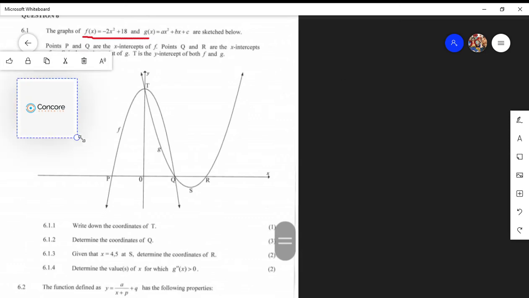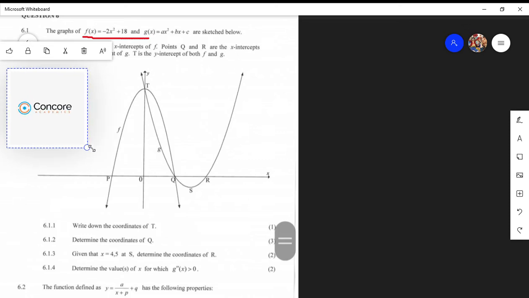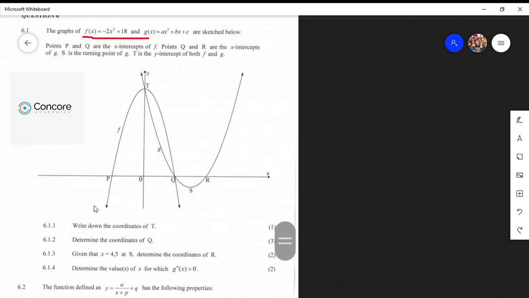Okay, so back to what we were saying. So f of x is the sad face graph, and g of x is the smiley face graph. The first question states, write down the coordinates of t. So the coordinates of t is not actually the turning point. Did they tell us it's the turning point? They didn't say it's a turning point, so we can't take it as a turning point. So they say t is the y-intercept of both f and g.